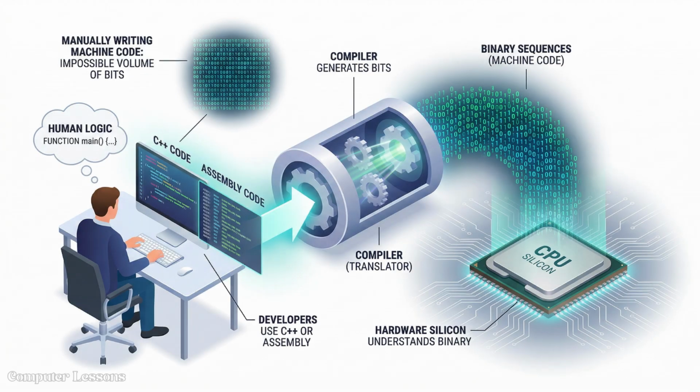Writing machine code manually is impossible for modern complex applications due to the massive volume of bits. Developers instead use assembly language or high-level languages like C++ to generate bits. The compiler translates human logic into the binary sequences the hardware silicon understands.